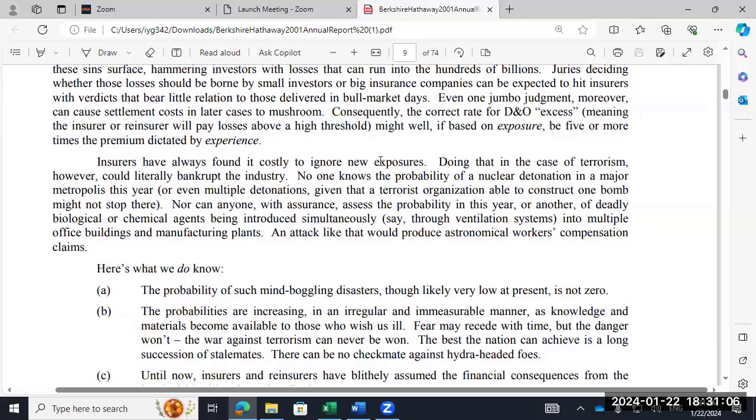Insurers always found it costly to ignore new exposures. Doing that in the case of terrorism could literally bankrupt the industry. No one knows the probability of nuclear detonation in a major metropolis this year. So we got this guy in North Korea who's essentially saying he's at war. That's always good, right? You got a guy who has nuclear bombs saying he's at war with South Korea.